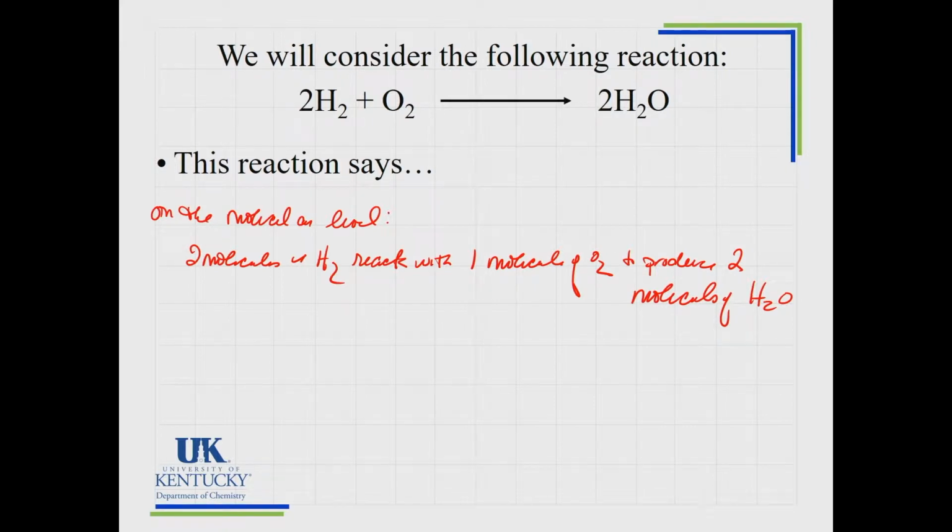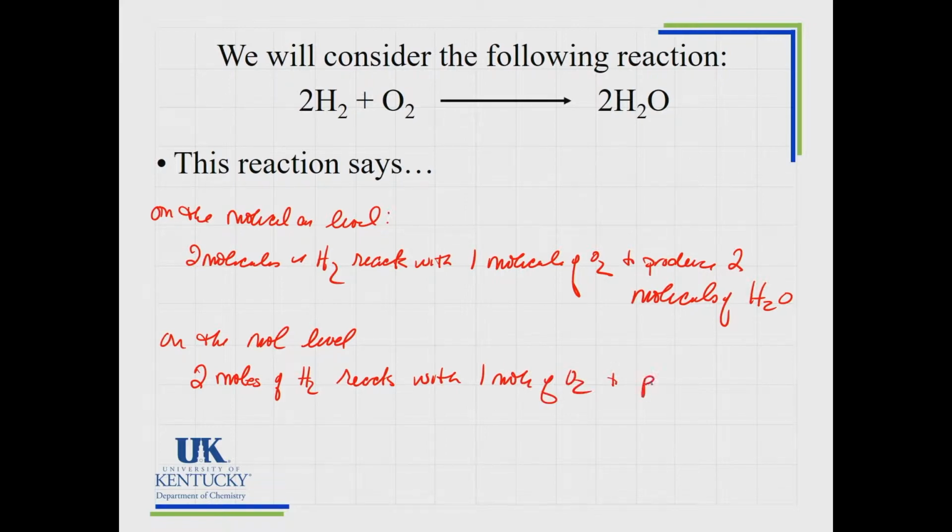Or we can up the scale and think about it on the mole level. The mole level is much more realistic because you can't hold 2 molecules of hydrogen in your hand and force it to react with 1 little molecule of oxygen, but you can do it with the mole. So you could say, all I'm doing is upping the scale. 2 moles of hydrogen reacts with 1 mole of oxygen to produce 2 moles of water. And this is the way we will think about it.